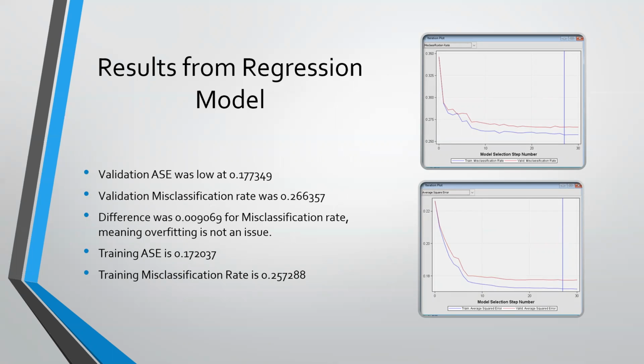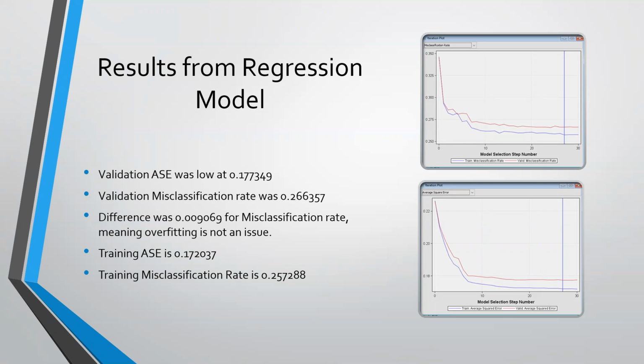Here are the results from the regression model. Once completing the regression model, we were able to look at the fit statistics and determine how effective the stepwise regression was. The validation ASE was low at 0.177349, and the train ASE was 0.172037. The validation misclassification rate was at 0.2663, and the training misclassification rate was at 0.2572.